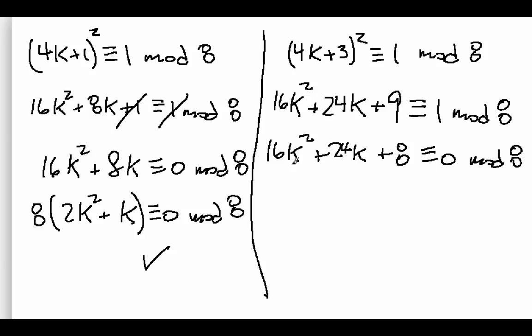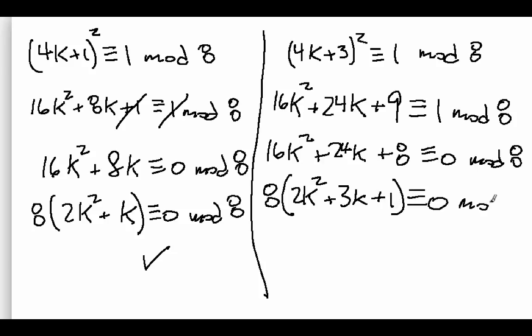Well, notice again what happens over here. I can factor out an 8, and over here I get 2k squared plus 3k plus 1 congruent to 0 mod 8. And I go, look, if k is an integer, then 2k squared plus 3k plus 1 is also an integer. So I have 8 times an integer, and yes, that is congruent to 0 mod 8. We've proved it over here. So we've proved it for both cases. We're done. The theorem is proved.